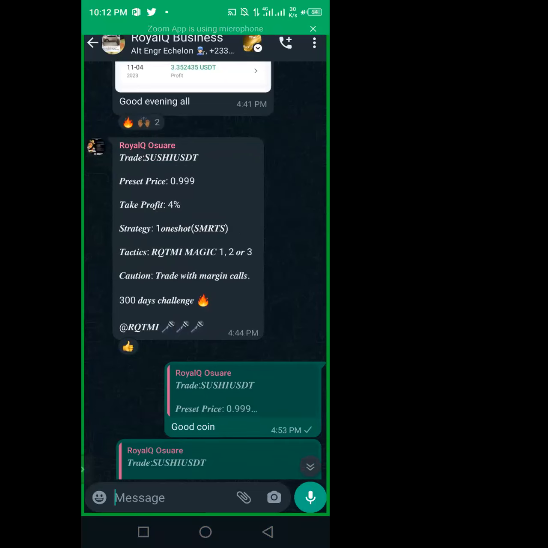So when you come now, you see that this signal was dropped by 4:44 p.m. and you came online by 4:50 p.m. You're already late by 6 minutes when you saw the signal. So is this the preset price you will use to check? Okay, the preset price now is 0.999.